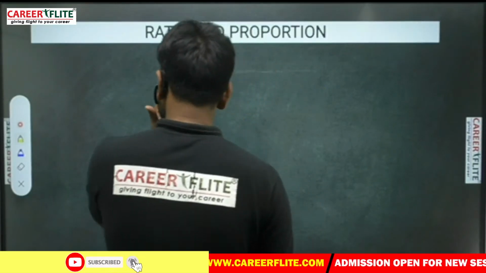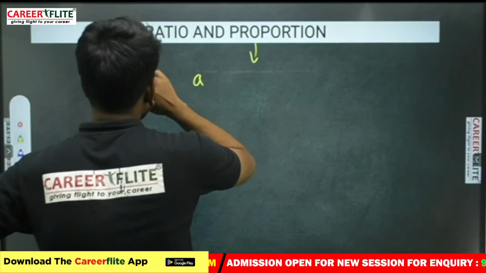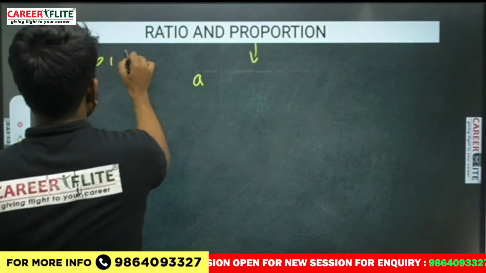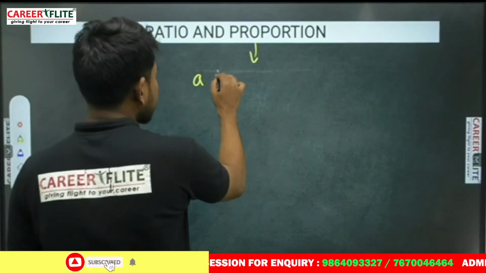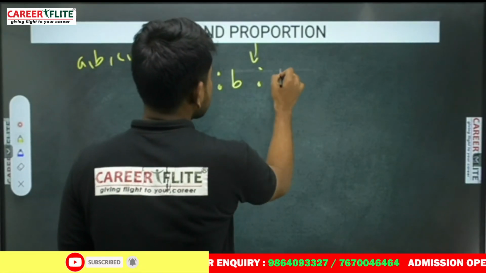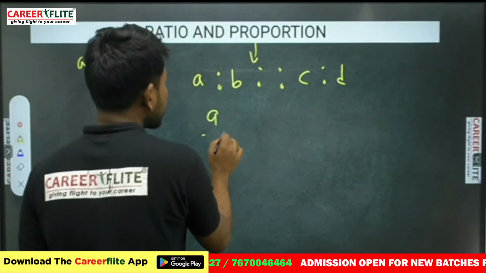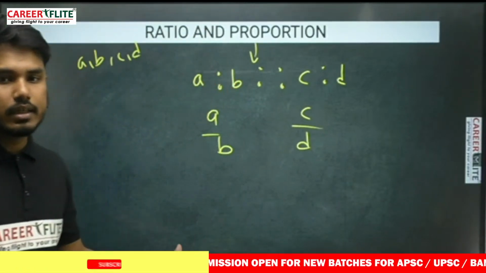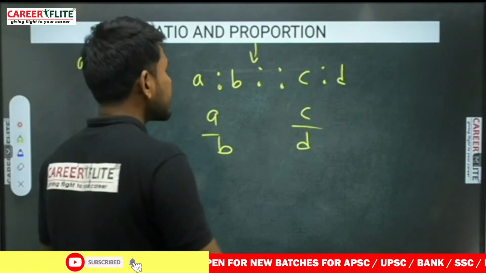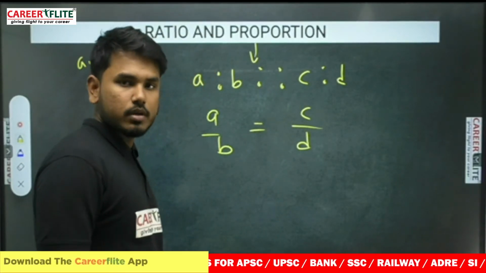One more thing that is left is proportion. What is proportion? Proportion means if something is given, A, B, C, D are in proportion. If four numbers are in proportion, then that means A is to B proportion C is to D. What is A is to B? This will be A by B. What is C is to D? This will be C by D. But if you remove this sign, there will be an equal.